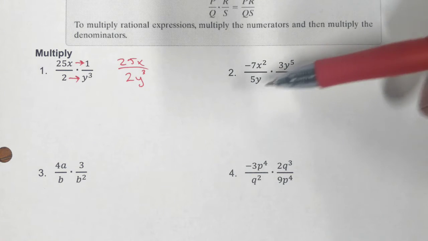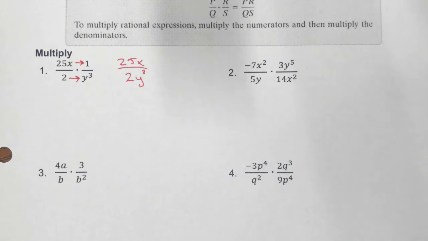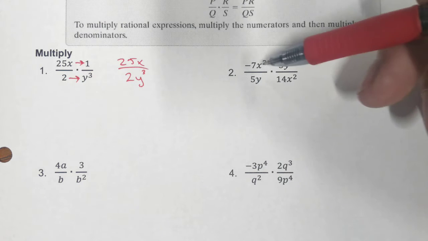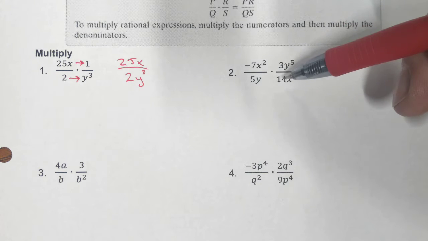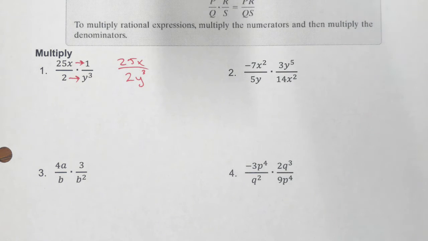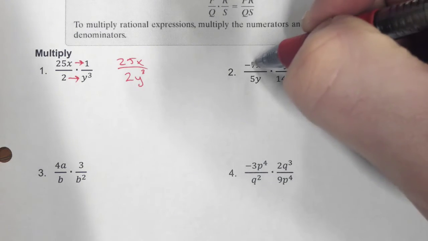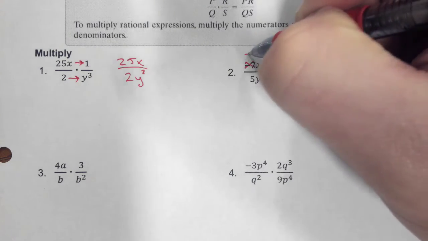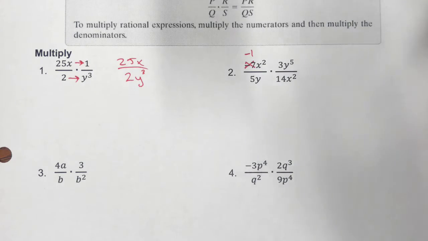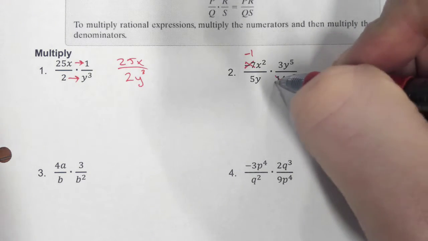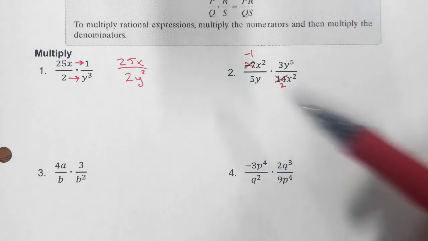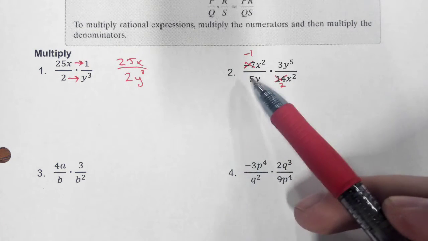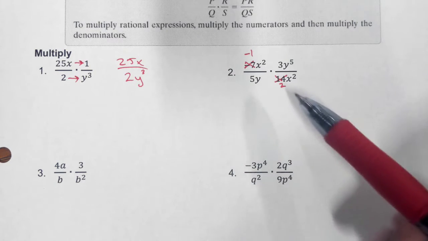Number 2, however, we have quite a few things that are going to reduce. I'm looking at the coefficients, and I see on top I've got a 7 and on bottom a 14. So both of those are divisible by 7. This is really negative 7. So negative 7 divided by 7 is going to give me negative 1 there. And 14 divided by 7 is going to be 2. Other coefficients aren't going to reduce. 5 and 3 or 3 and 2 don't reduce.